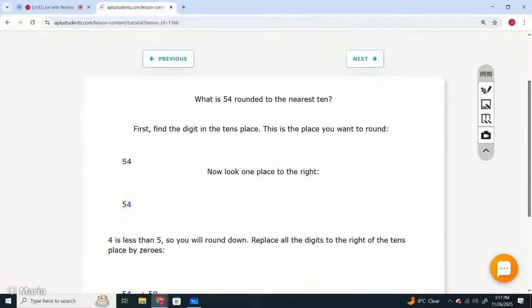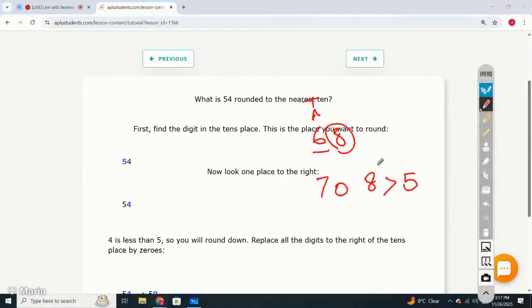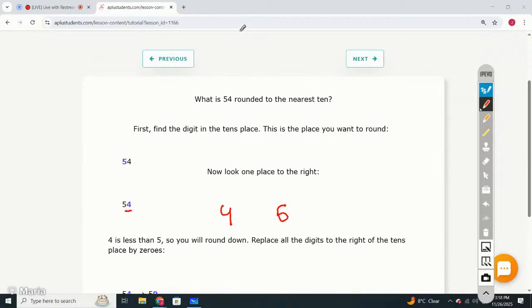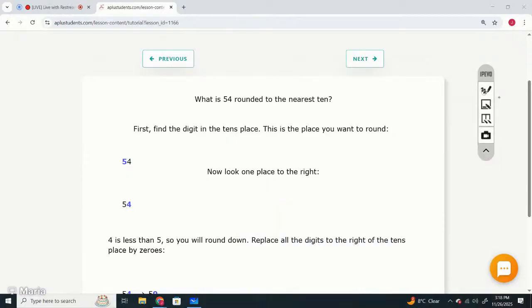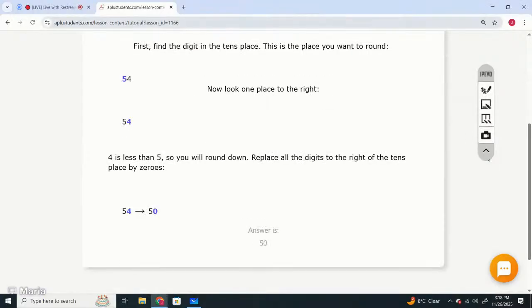What is 54 rounded to the nearest 10? So we need to find the tens digit, right? 5 is the digit that is at the tens position. And on the right we have 4. We need to compare 4 to 5. So 4 is less than 5, right? So we need to round on the same 10. Keep 5 as it is and replace the ones digit with 0. So it would be rounded to 50. The correct option is 50.